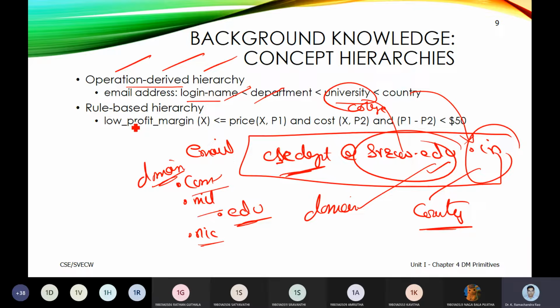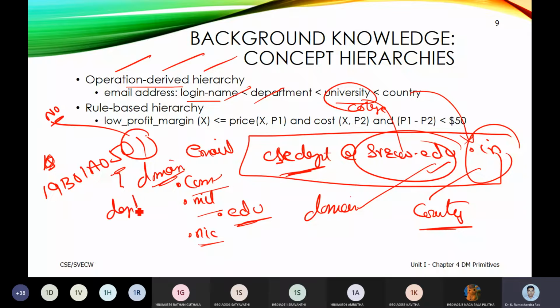Similarly, I can write like this: 19B01A0501. Now, if this is the register number, what is the operationally derived hierarchy? I can say 01 is going to represent the number, 05 is going to represent the department, B0 is going to represent the college name, and 19 is going to represent the academic year of admission, as you have mentioned.